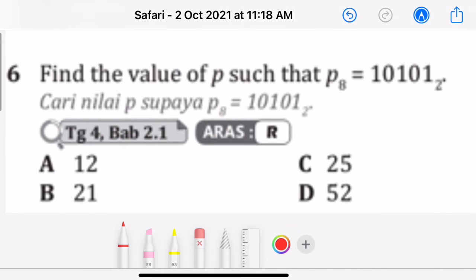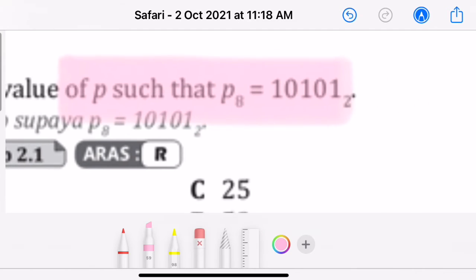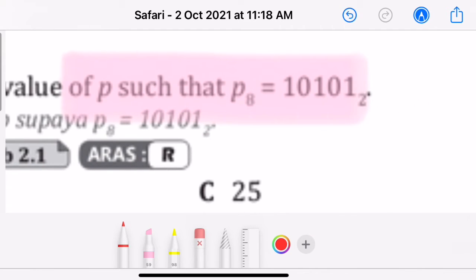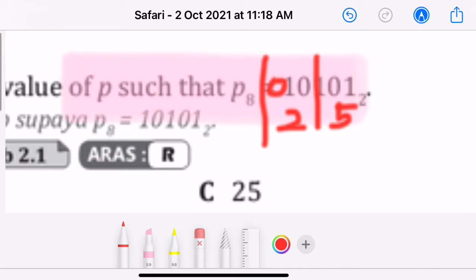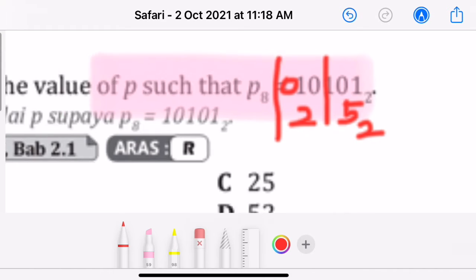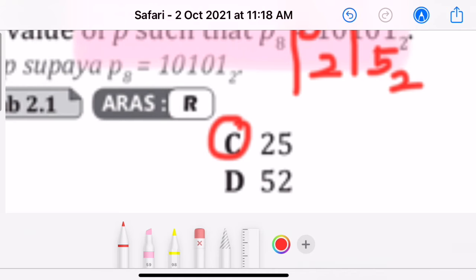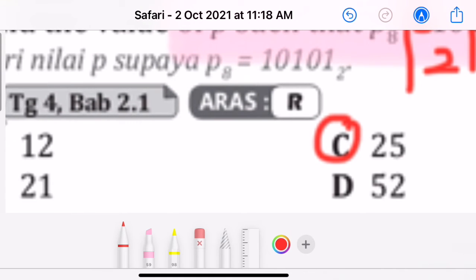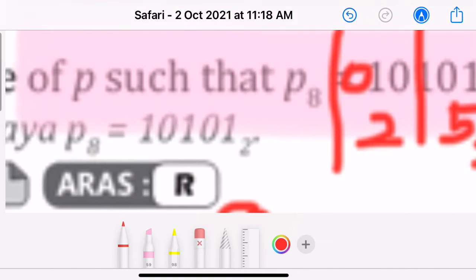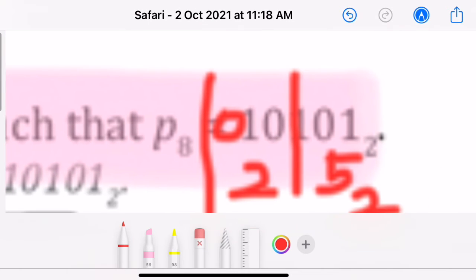Number 6. Find the value of p such that p base 8 is 10101 base 2. Alright. Either we divide into groups of 3. This is 5. This is 010, which is 2, right? 25 base 8. This is a shortcut. Or else, there's another way of doing it: you can convert to base 10 and then divide by 8.